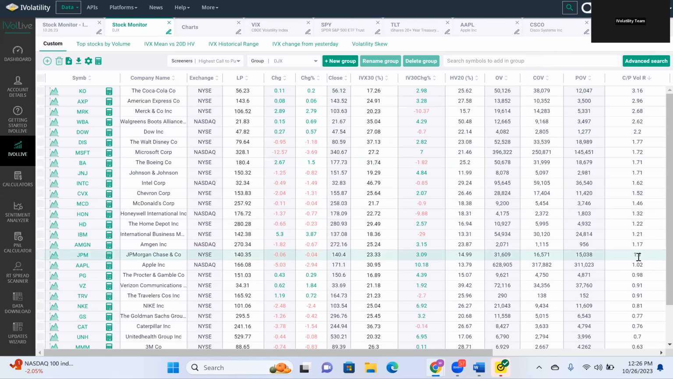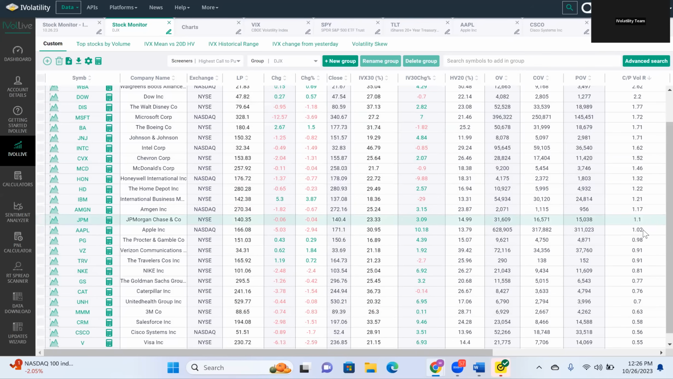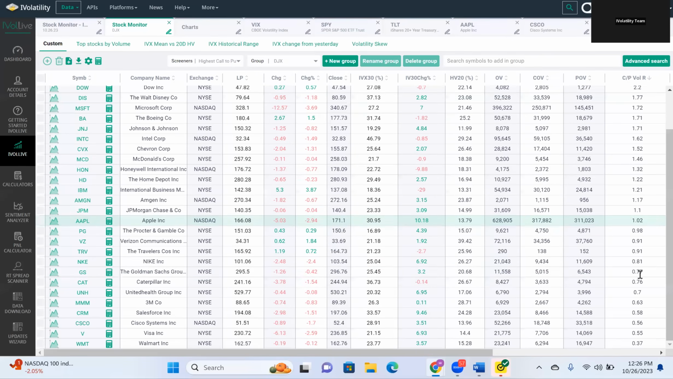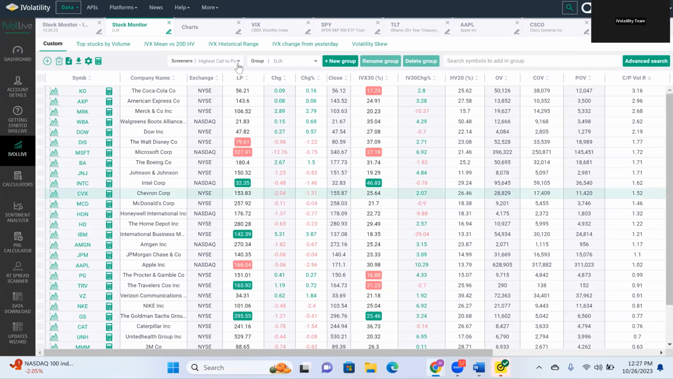So you can see. And then where it goes below 1, this is where traders are buying more puts than calls, right? As we get down to Cisco and Walmart. So Cisco, you know, seems to be pretty bearish, right? Because its volatility is going up and people are loading up on put options.